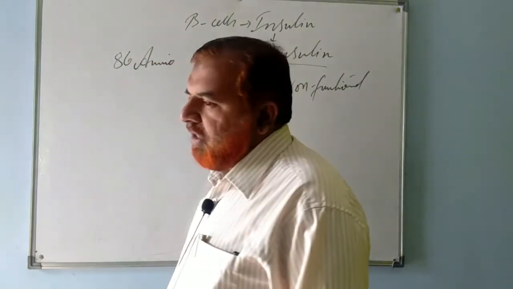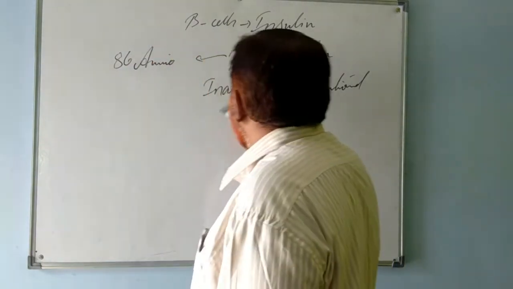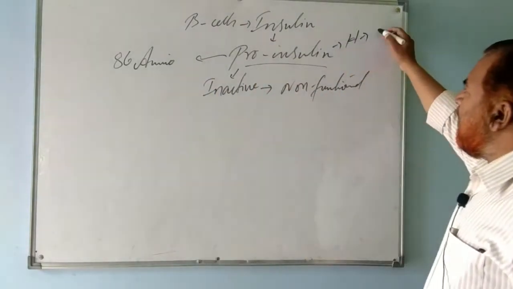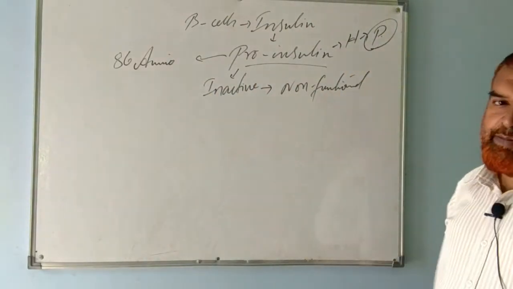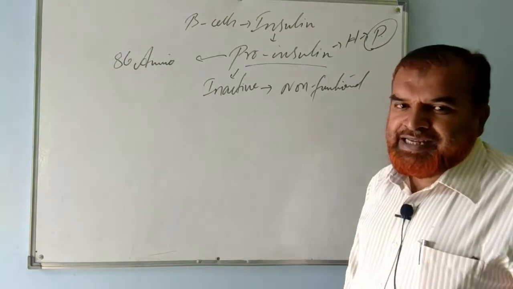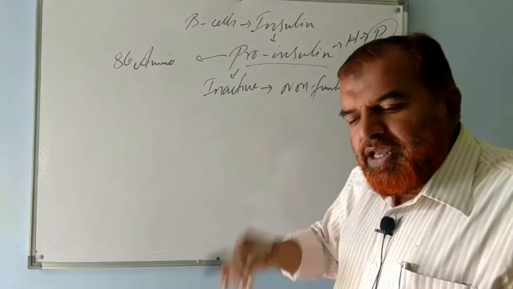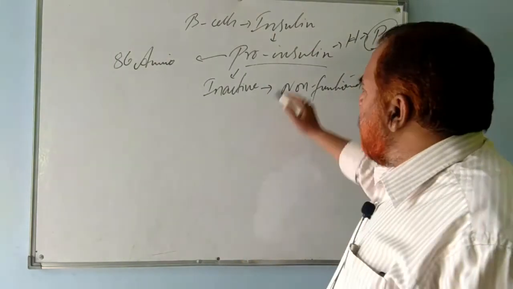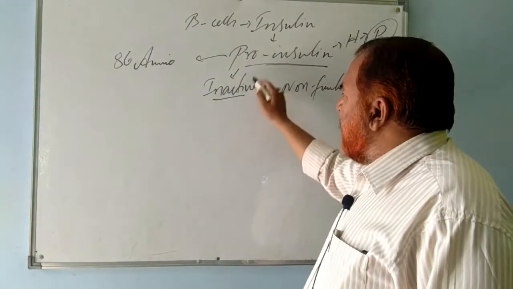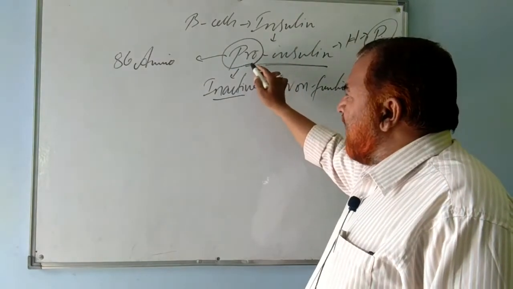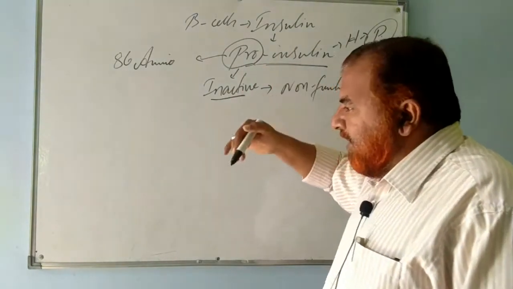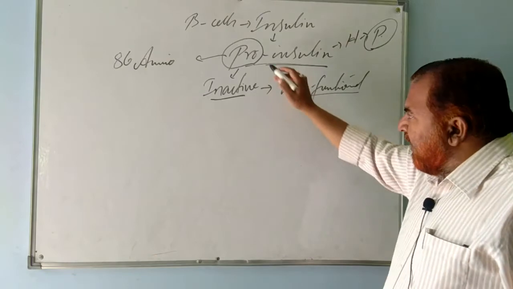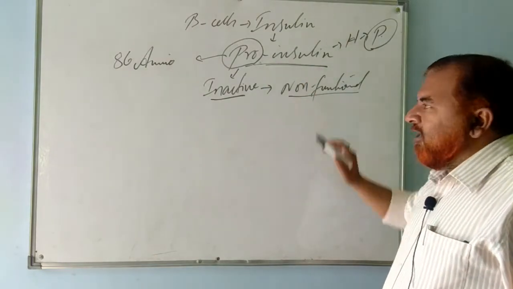86 amino acids. I told you, insulin is a hormone. Every hormone is nothing but a protein. That's why in our body protein synthesis takes place. Hormone is a protein, vitamin is a protein, basically enzyme is a protein. So whenever pro-insulin is produced in our body, because of this pro factor, it is in inactive, non-functional form.